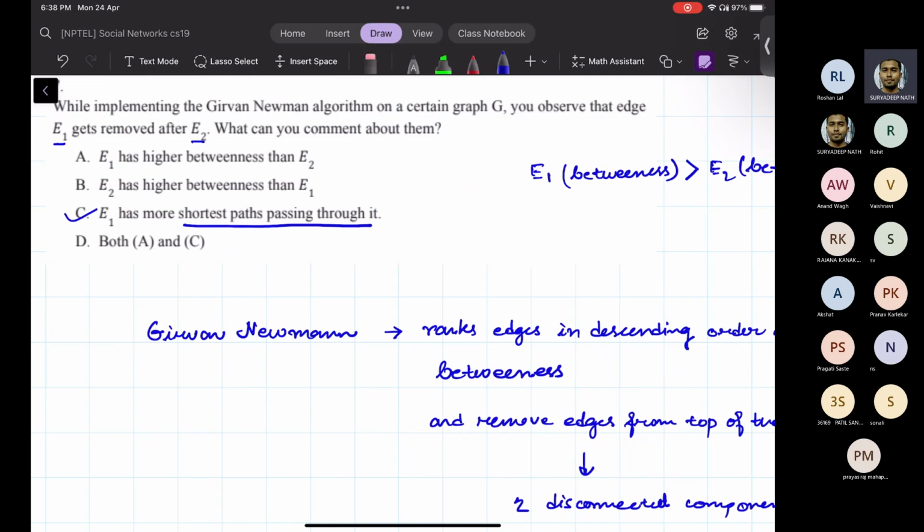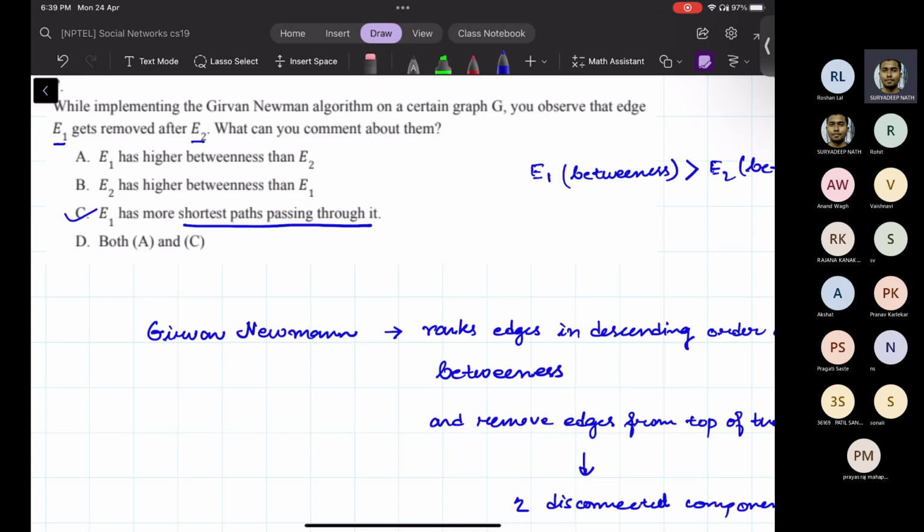So what does this mean? You have a graph, you pick any two nodes and you find the shortest path between them using, let's say, Dijkstra's algorithm, and you check whether the shortest path passes through this edge E1 or not. And you do it for all possible nodes in the graph, and you find how many shortest paths pass through an edge. That is a measure of its betweenness.